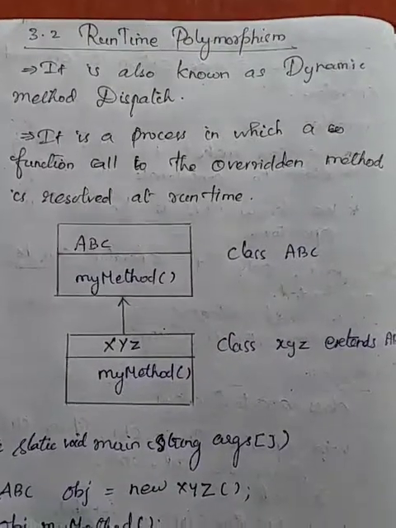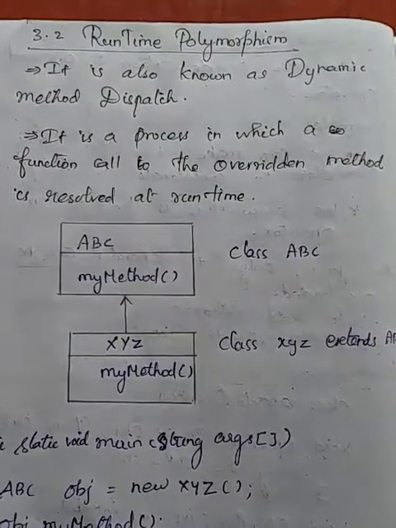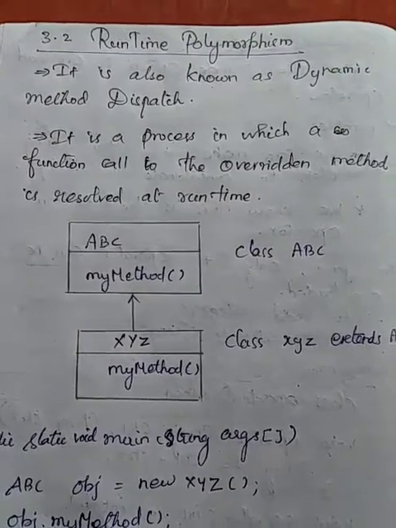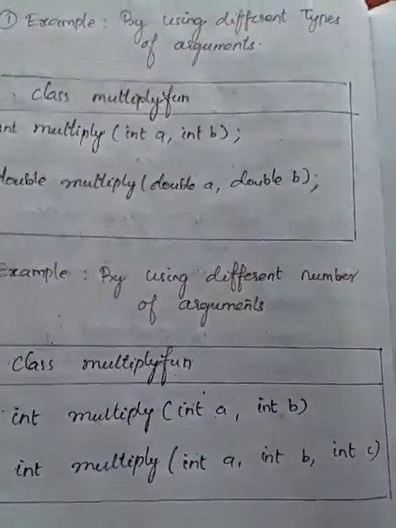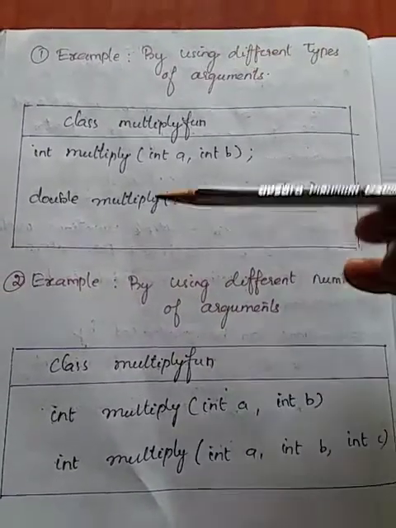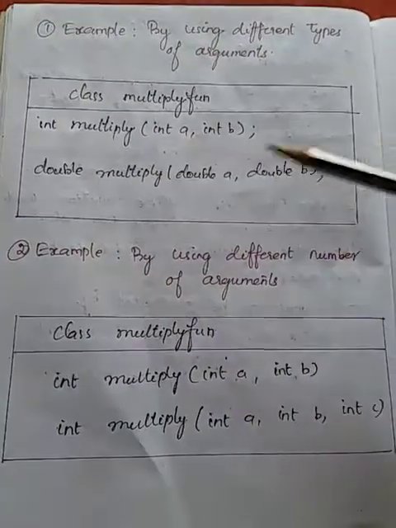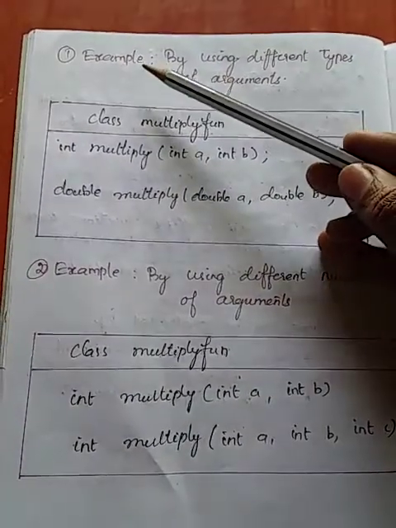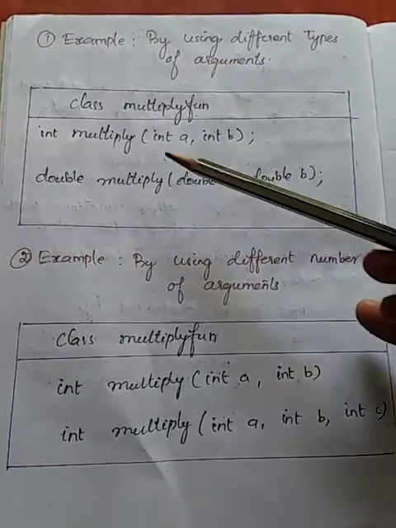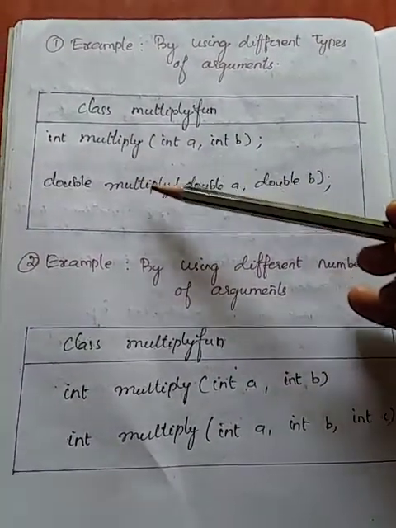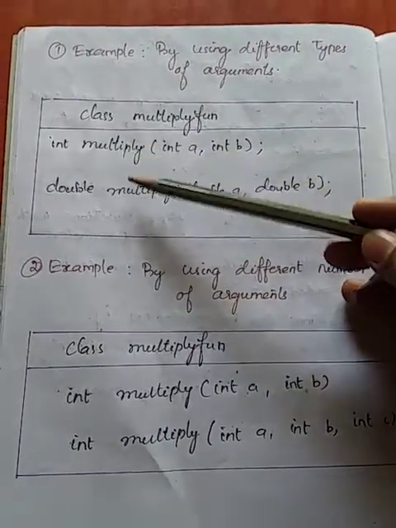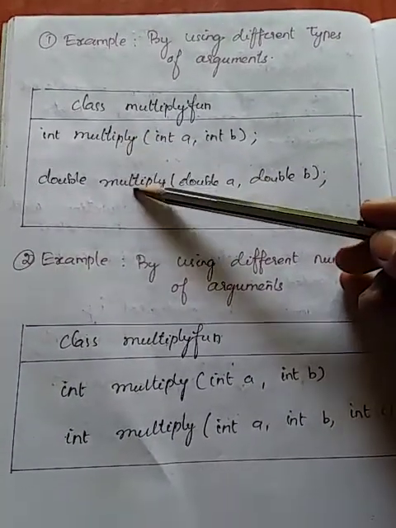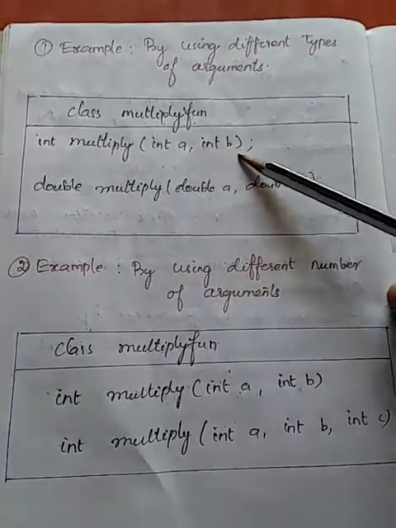Hi, in the previous video we discussed compile time polymorphism. Let us recall that compile time polymorphism can be done by using the same function name with different parameters or with different types of parameters. Here multiply is a function name, and this class has two functions with the same name, but the arguments are different.